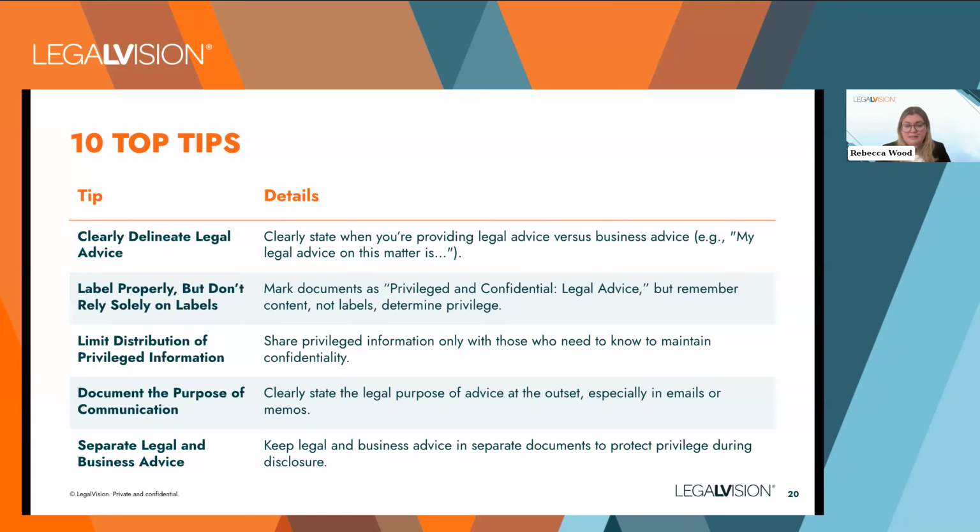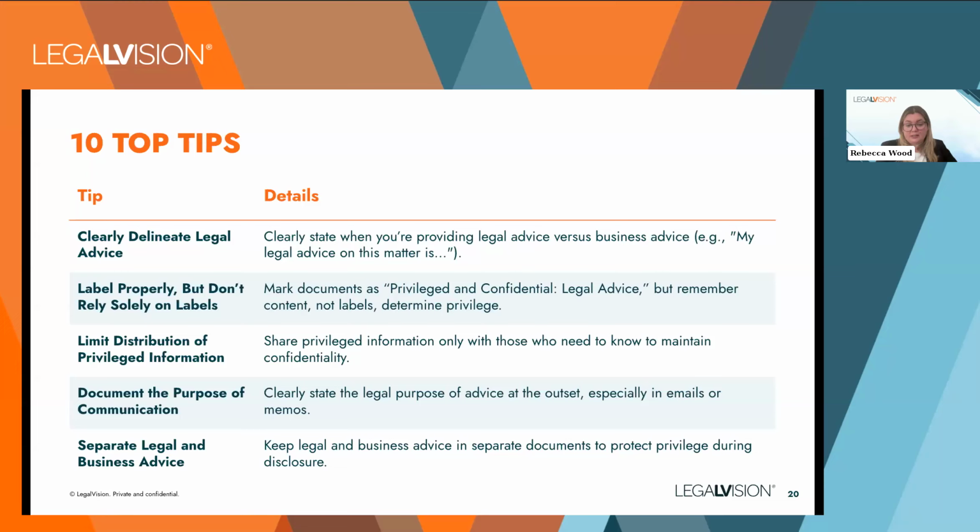So firstly, clearly identify legal advice. Make sure it's always really explicit when you're providing legal advice versus business advice. So use really clear language in this. Be really clear and say, my legal advice on this matter is X, Y, and Z, for example. Label documents, but don't rely on labels. Mark privileged documents as privileged and confidential, legal advice, maybe in red on the top of a document, but always just make sure that it's the content and not labels that determine privilege.